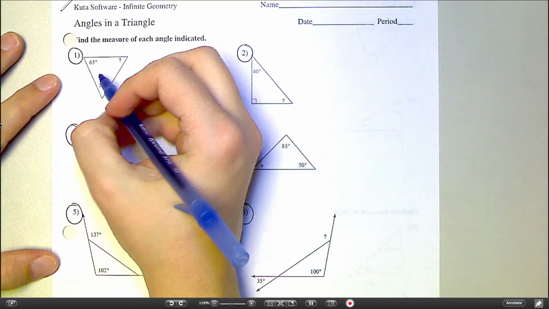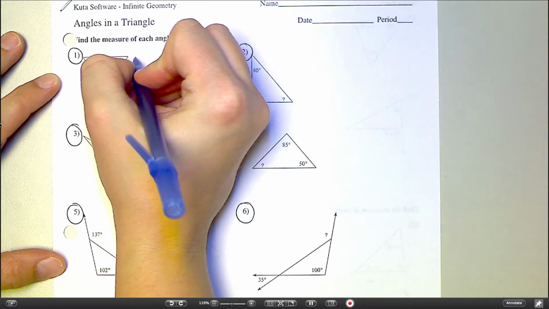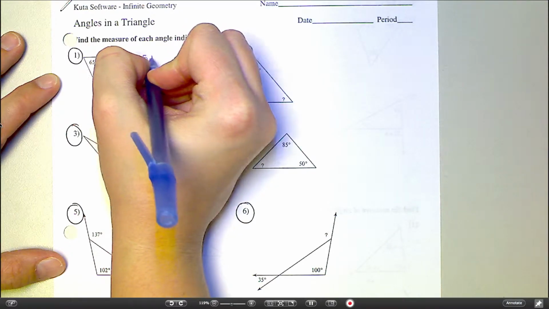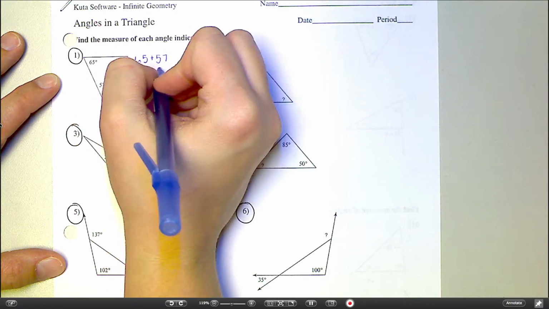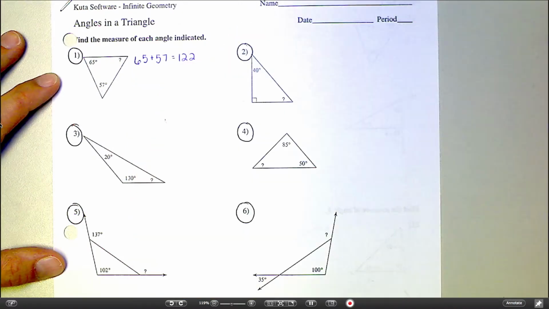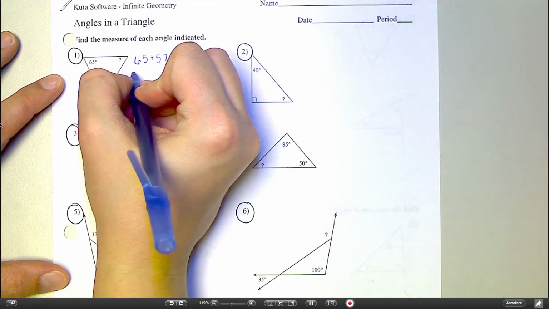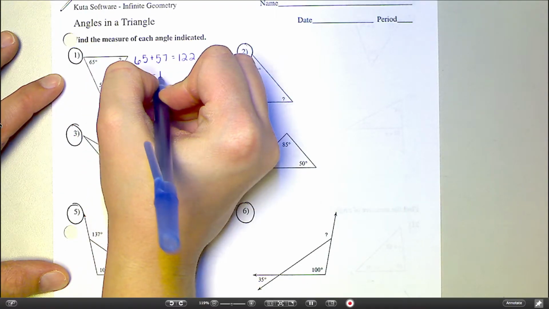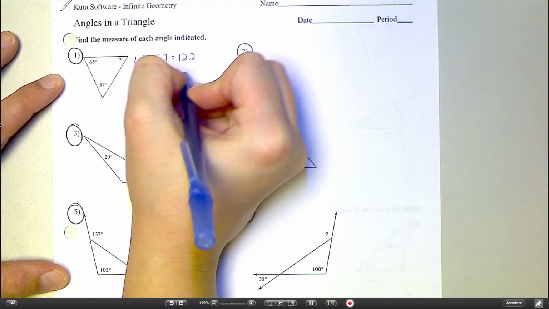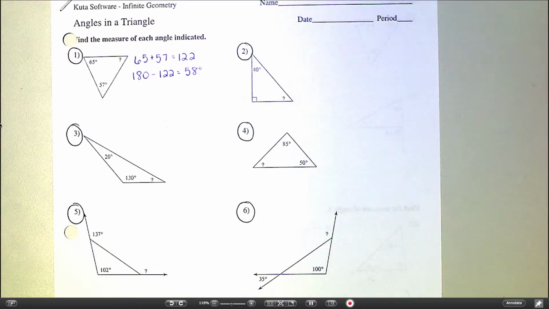Okay? So 65 plus 57 is, so that'd be 110 and 12, I think 122. So that tells me I have 122 degrees in there right now. And then subtract that from 180 to find your missing one. So 180 minus 122 is going to be 58 degrees. Okay. So your question mark there, 58 degrees.